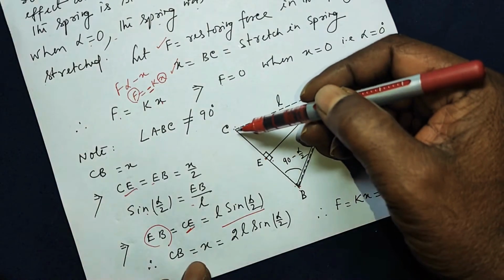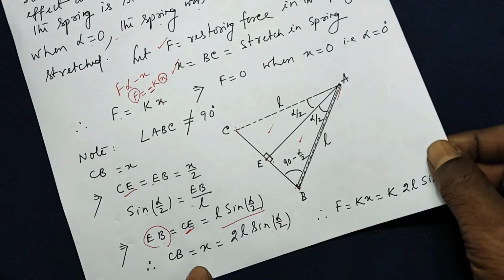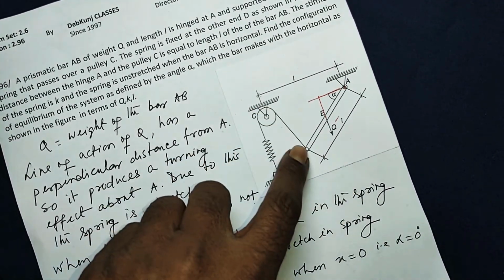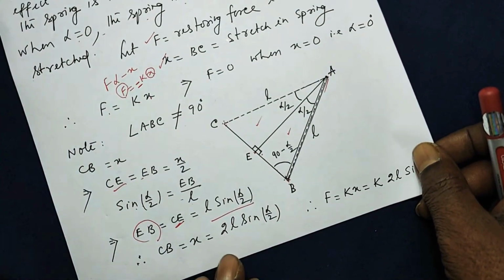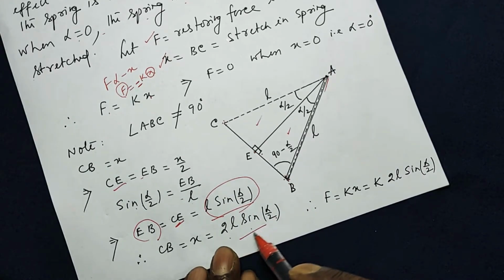So therefore the stretch from C to B produced in the spring when the prismatic bar is in this position, the stretch from C to B, that is equal to x, which I have taken as x, will be equal to 2 times this, 2 sine alpha by 2.